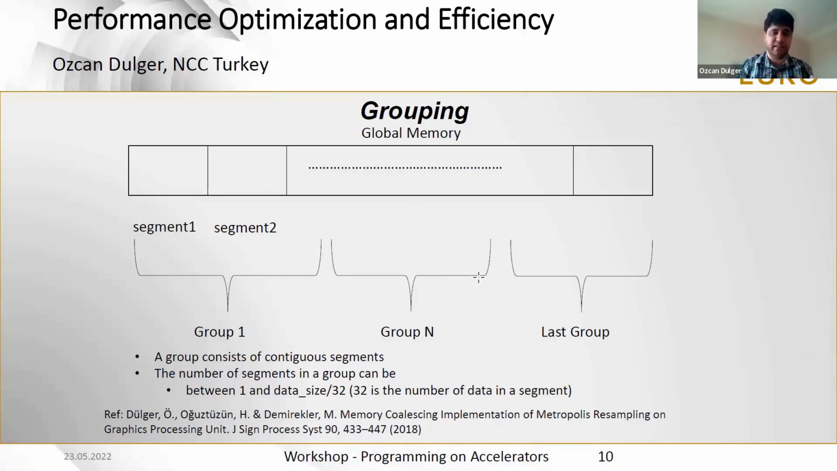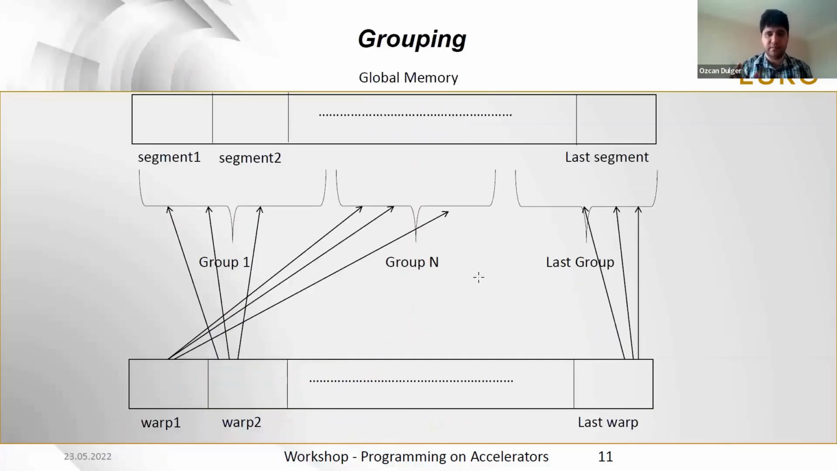By defining the size of the group, we can adjust the non-coalesce access as we wish. So how can we adjust it here? Our main target is to force the threads in the warp to access the same group here. Now not the same segment. Now we force the threads in the warp to access the same group.